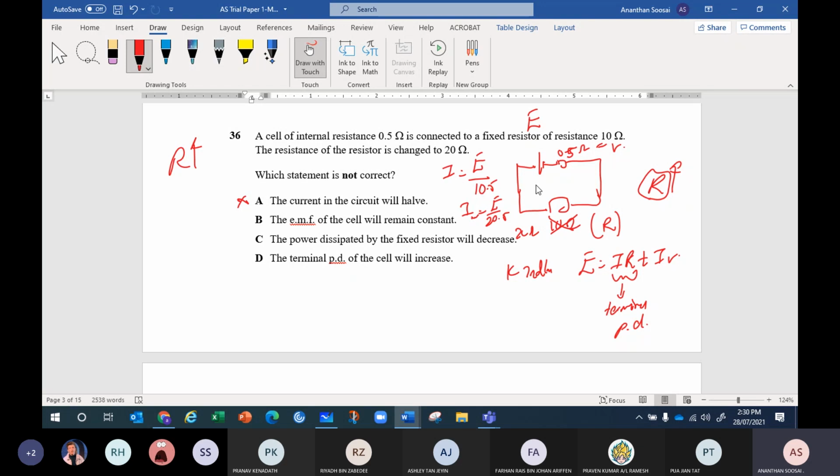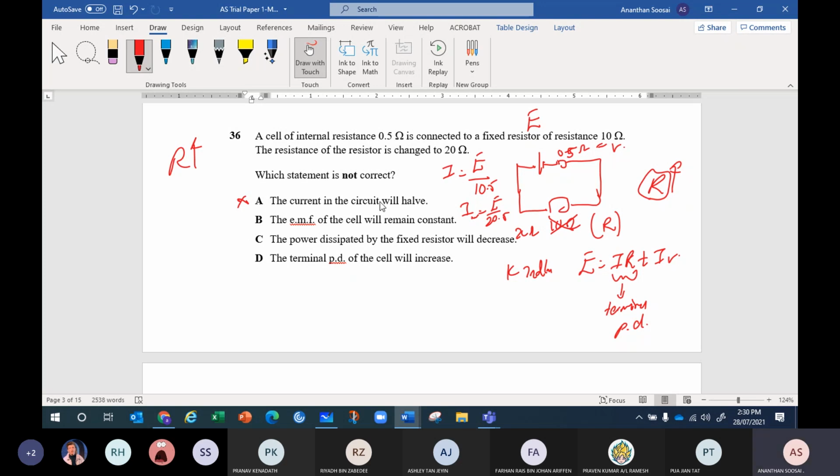10.5 is the total resistance at the beginning. It becomes E over 20.5, total resistance 20.5. Actually, the current becomes half when the resistance is 21, which is 2 times 10.5. Yes, half. But let's check. We go for the best answer.